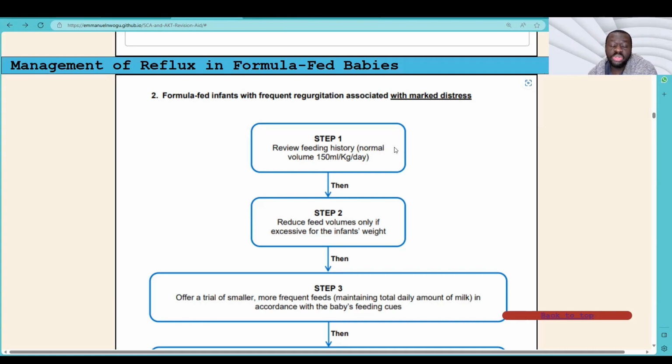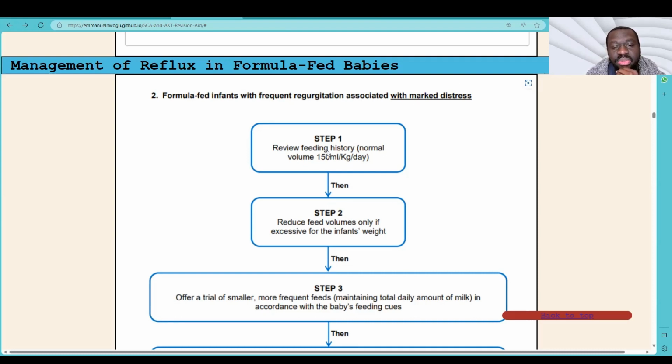You look at the small capacity of the stomach, the small length of the esophagus, and the angulation of the gastroesophageal junction, which is still not fully developed. Sphincteric function is also not fully developed at that age, so they are more prone to reflux. So consider formula-fed infants with frequent regurgitation associated with marked distress. It's that marked distress that might make you think, could there be some allergy as well?